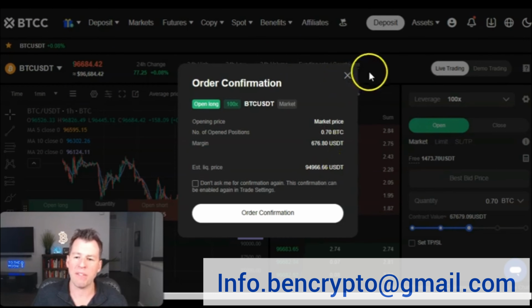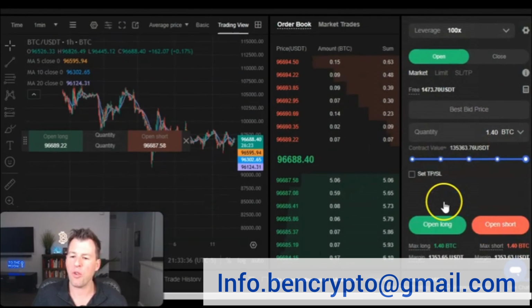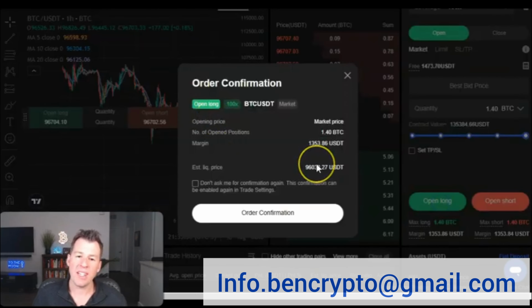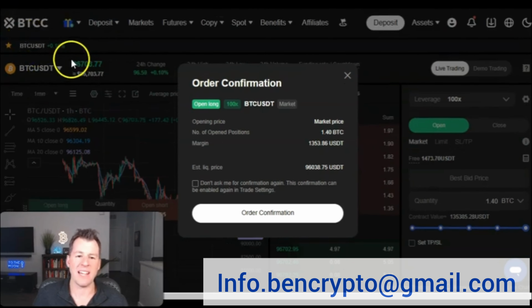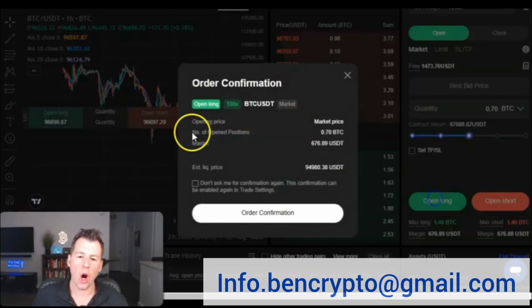But now let me see what the liquidation price is if I toggle this all the way to the right. So 1.4 BTC, open long. So this gives $96,000. Price of BTC is $96,700, so that's not too much wiggle room. So I like it better going halfway up. So I'm going to put up 0.7 BTC, open long. There we go. So I'm comfortable with this trade.